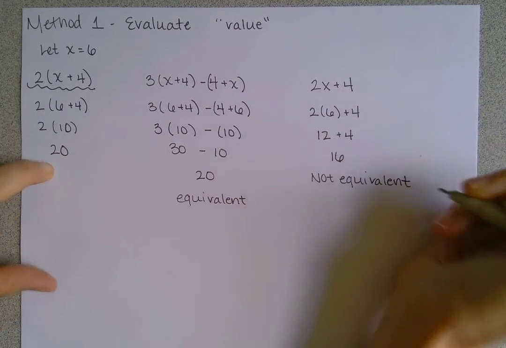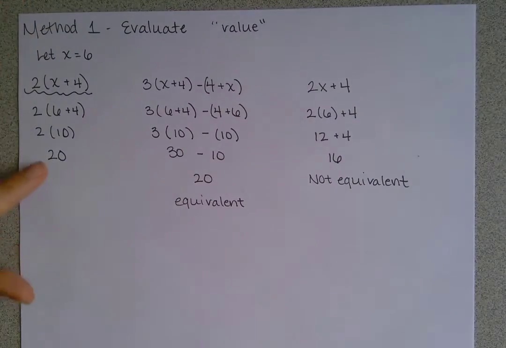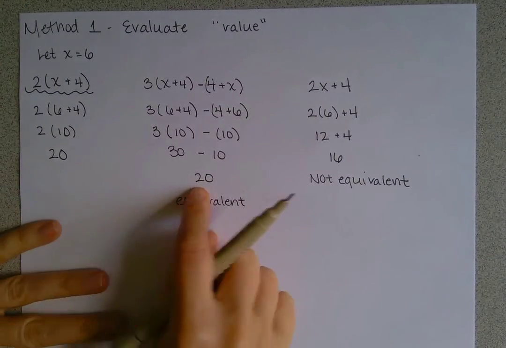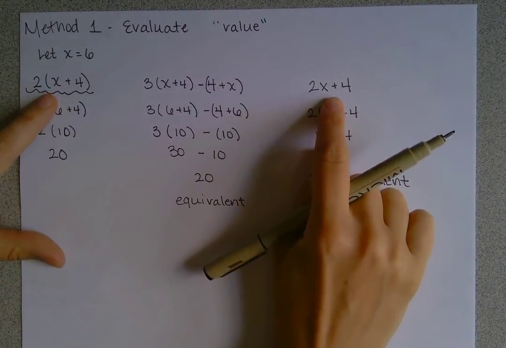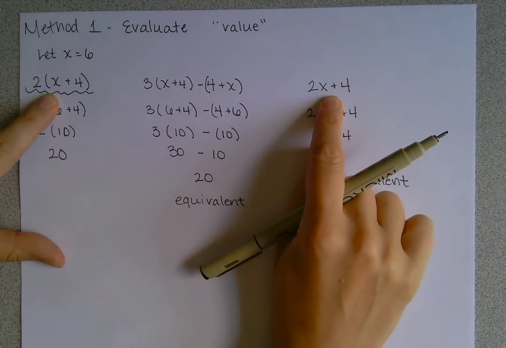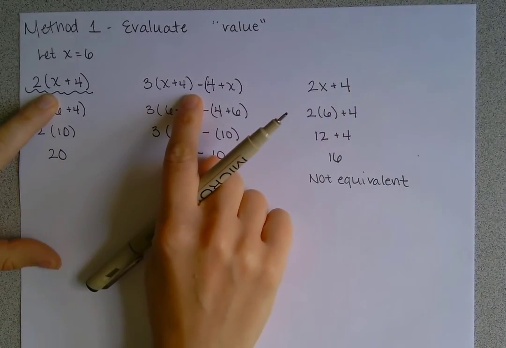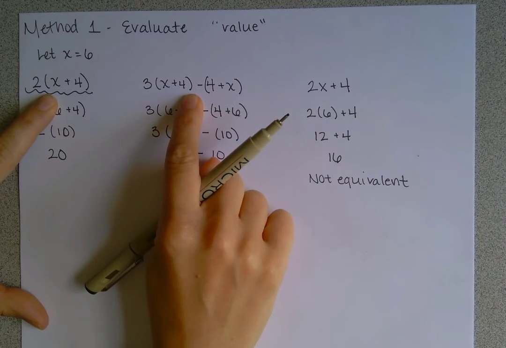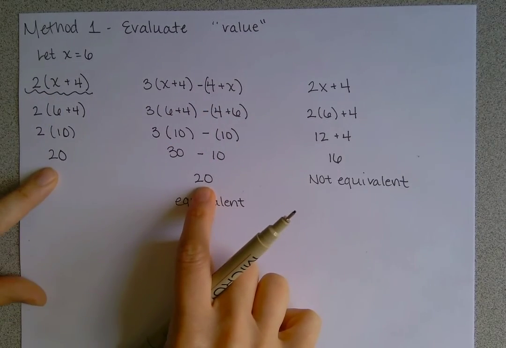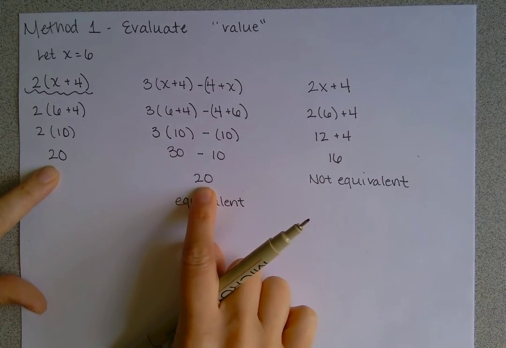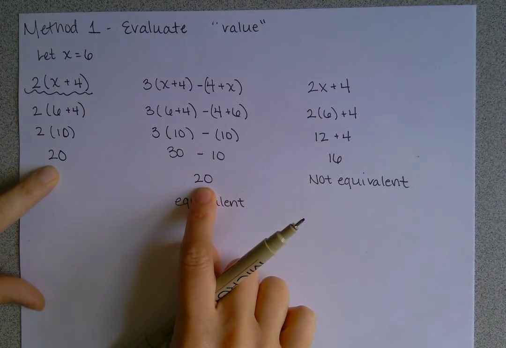In order for two expressions to be equivalent, they have to give you the same value for every single value you plug in for x. So these two expressions are not equivalent for sure. These two expressions, I think I've kind of convinced myself they're equivalent. It works when I plug in 6. That doesn't necessarily mean it will work for every single number that I plug in.